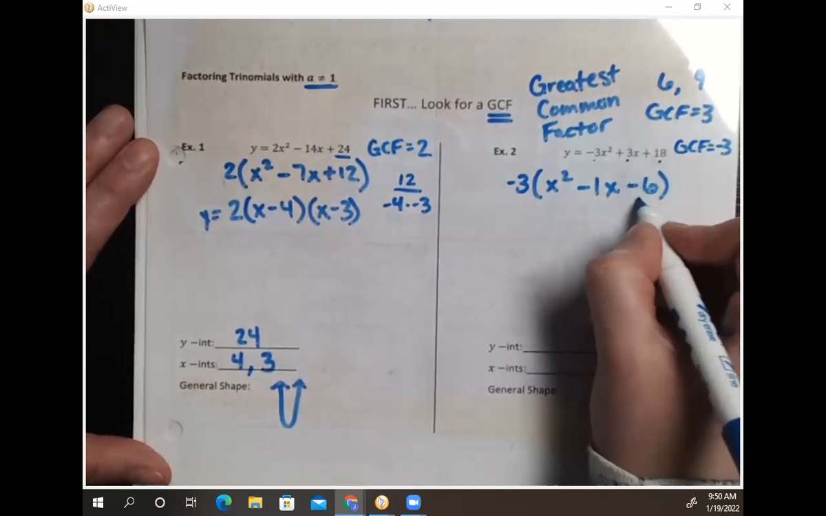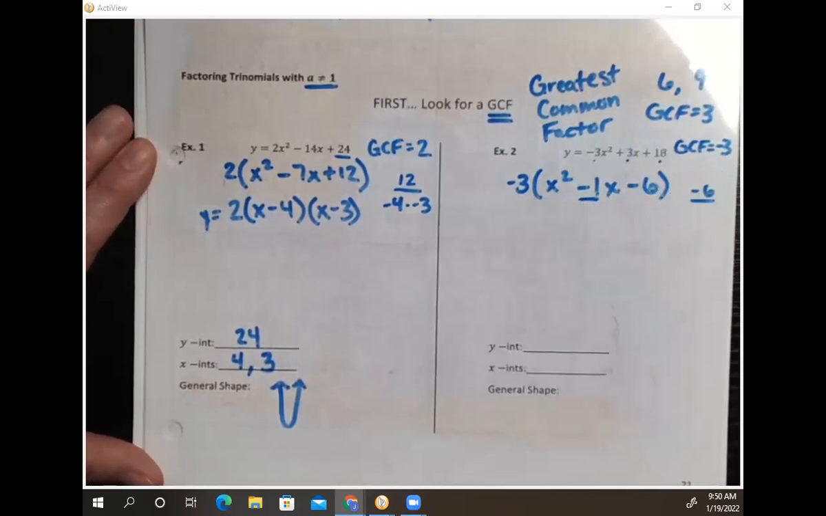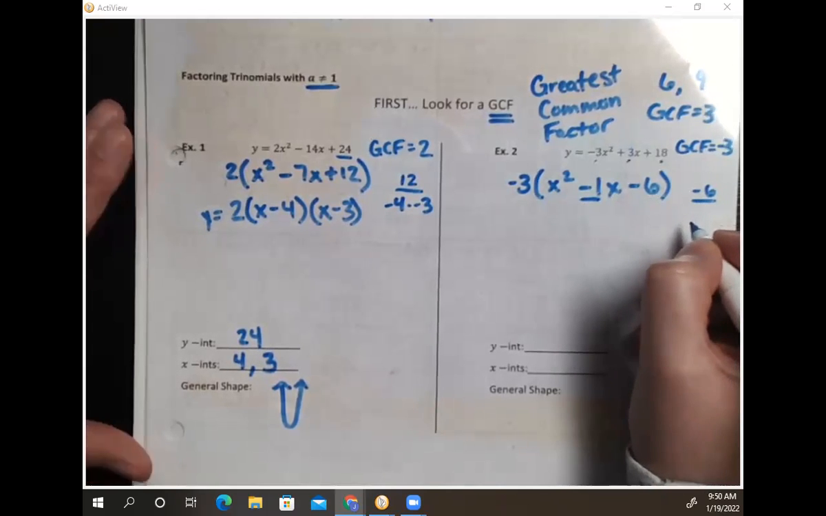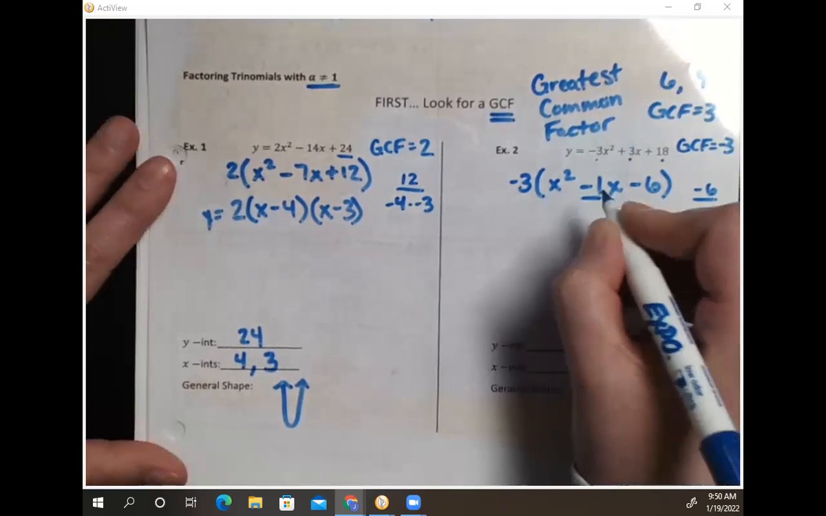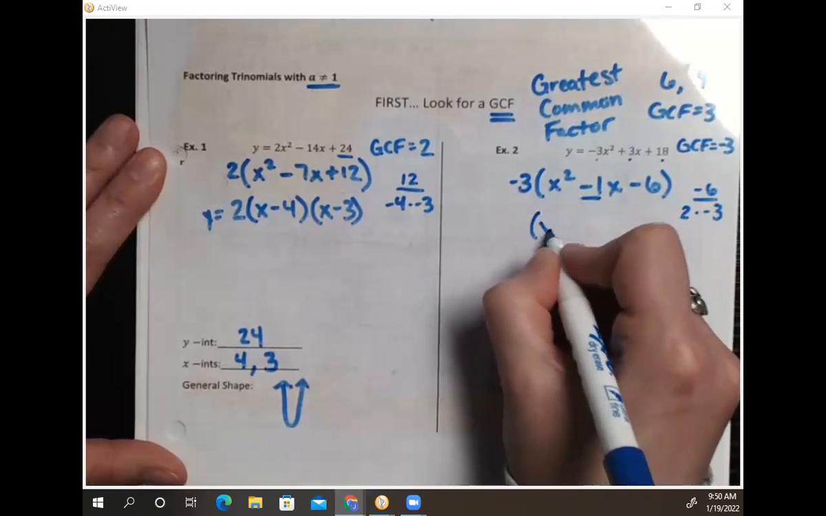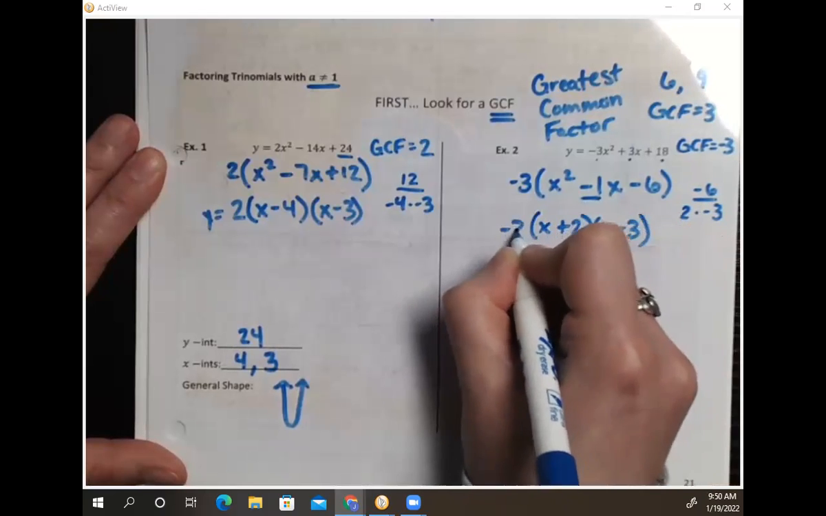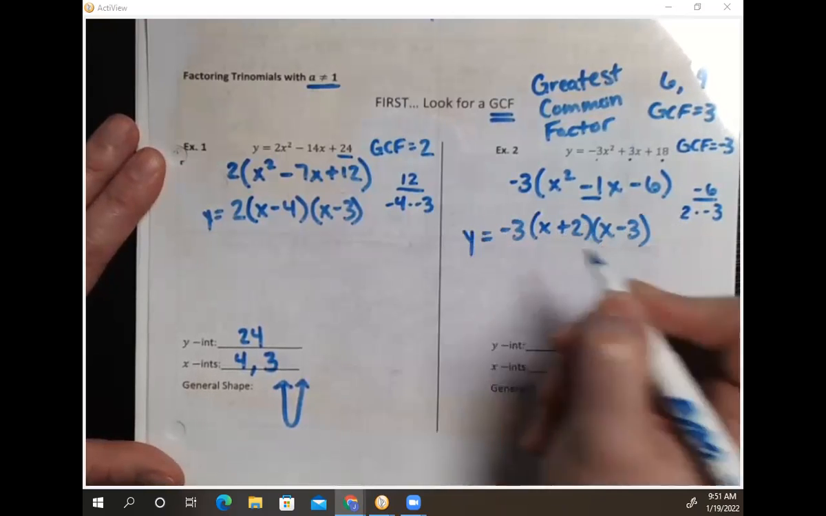Now I want factors of negative 6 that would add to negative 1. What could multiply to get negative 6, but add to get negative 1? Swap the signs for me. There you go, because I want them to add to negative 1. I want the 2 to be positive and the 3 to be negative. So this would be x plus 2 times x minus 3. So there's my factored form.